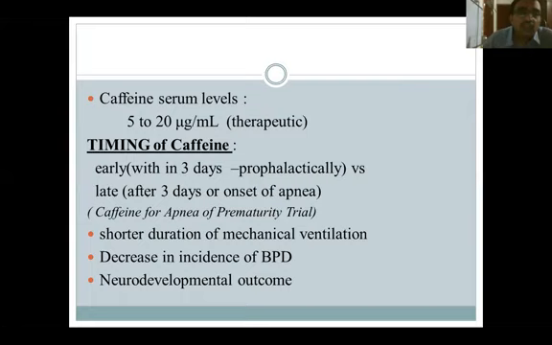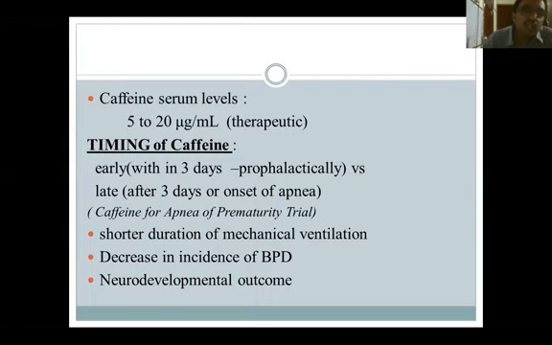But now the results, I didn't get the results. But the CAP trial has told us that if you start early, within 3 days, prophylactically, the baby doesn't have apnea. What are the advantages they found? There's a shorter duration of mechanical ventilation, a decrease in the incidence of bronchopulmonary dysplasia, and also better neurodevelopment at 18 months and 11 years. There is some improvement they have seen.